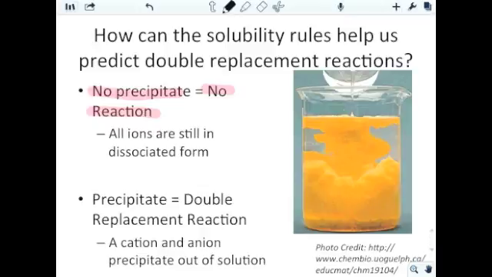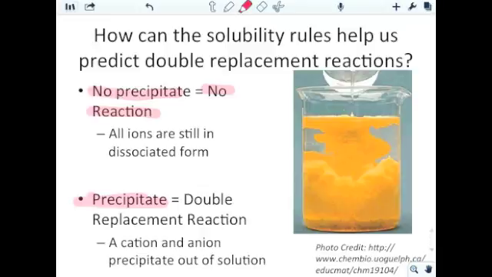So if there's no precipitate, are they there? Yeah. Does anything happen? No, not really. It's not really a chemical reaction. No new product is being formed. Now, if there is a precipitate that forms, so that solid that falls out of solution, there has been a double replacement reaction, and that cation and the anion precipitate out of solution.